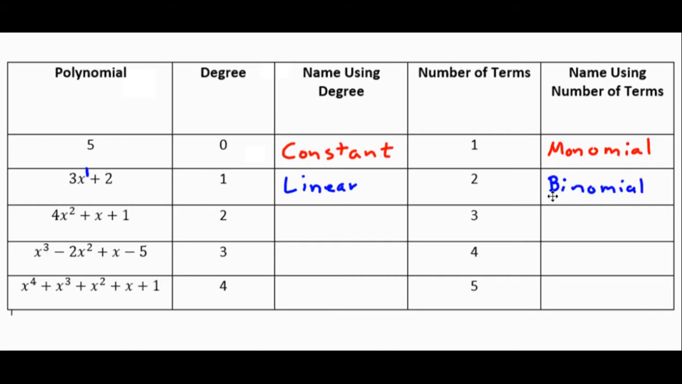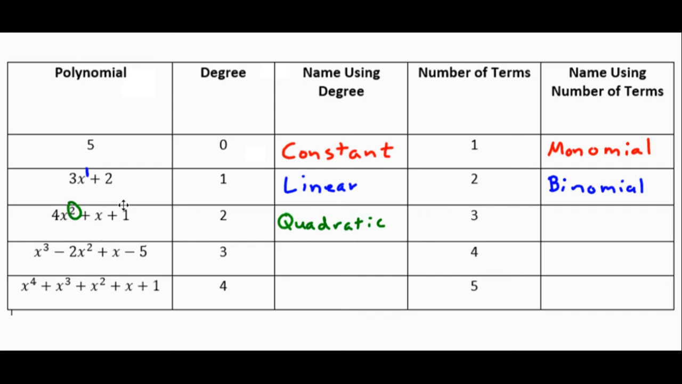Think like a bicycle. A bicycle has 2 wheels. A binomial has 2 terms. For the next one here, I've got a 2, so the degree is 2. This has a special name. This is what is called a quadratic. Now, quadratic equations are really important, at least in an Algebra 1 context, because quadratics are really the basics. You're going to learn about factoring and all kinds of other things. So this is a quadratic.